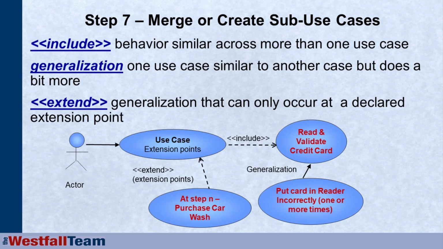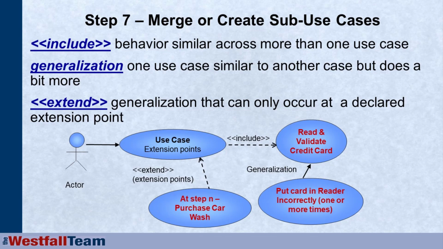So instead of repeating that over and over again in multiple use cases, we can break it out into a sub-use case and just include it. This keeps a lot of the redundancy out of our use cases. Almost think of it as a subroutine that's being called by a higher-level routine in a procedural language.